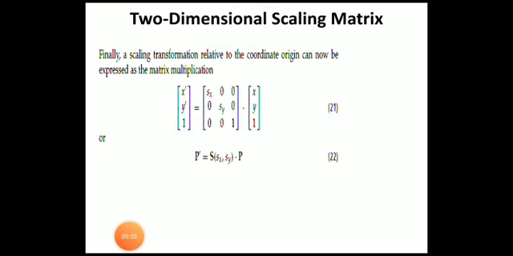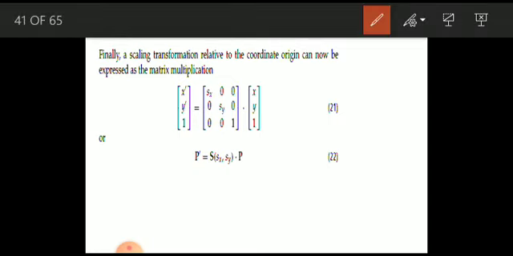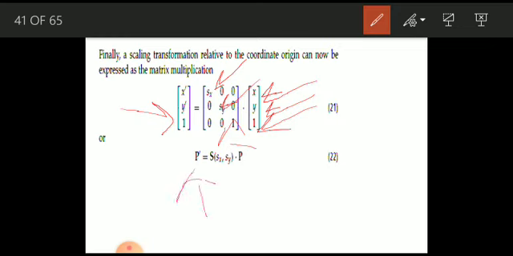Now we shall look into the two-dimensional scaling matrix, the homogeneous matrix representation that we are talking about. It would begin x dash, y dash, 1 is equal to sx 0 0, 0 sy 0, and 0 0 1 multiplied with the column matrix of x, y, and 1. So basically it means P dash is equal to S, which is defined with the parameters sx and sy, into P.